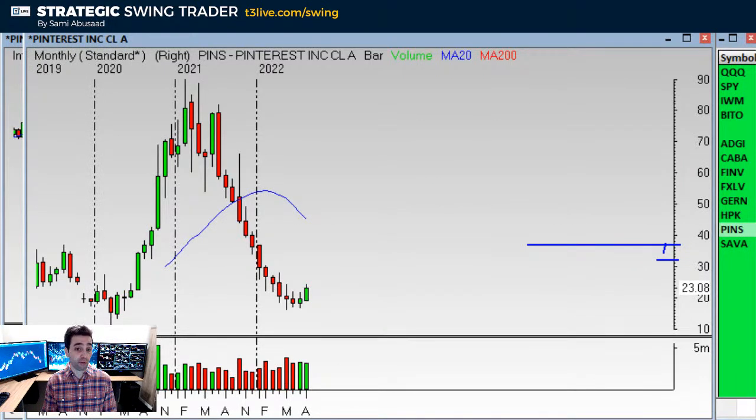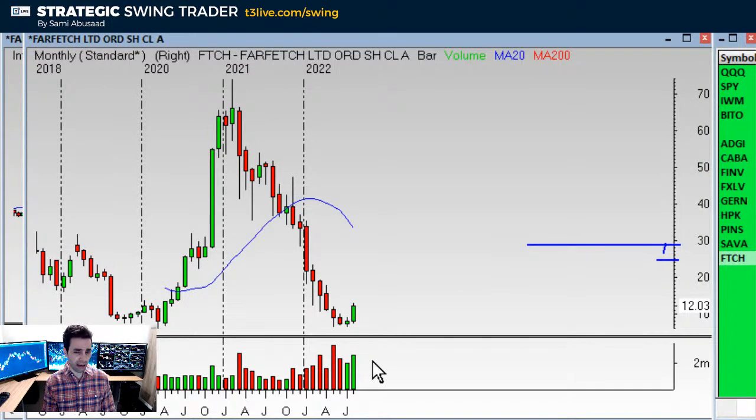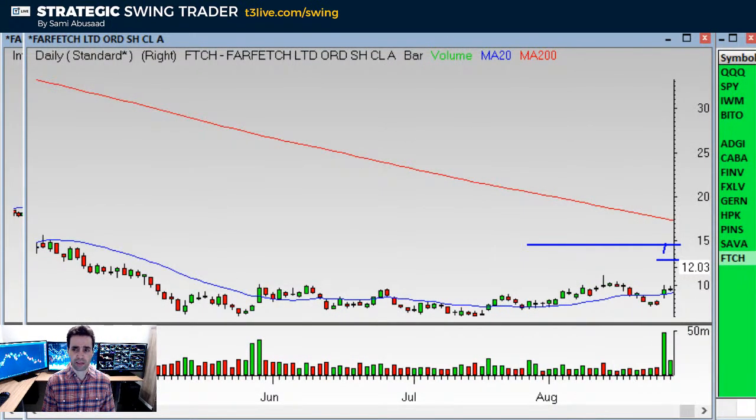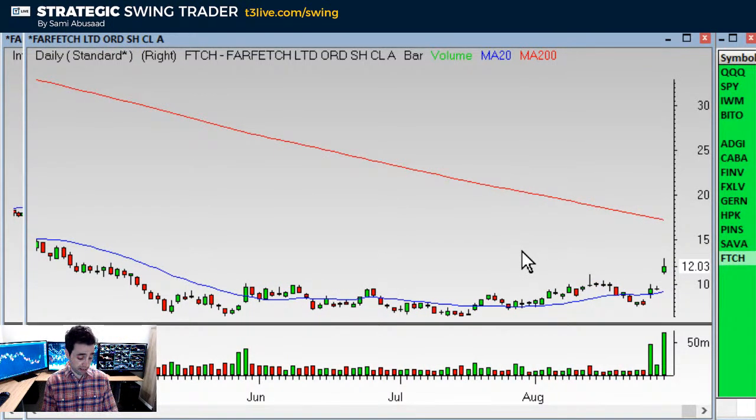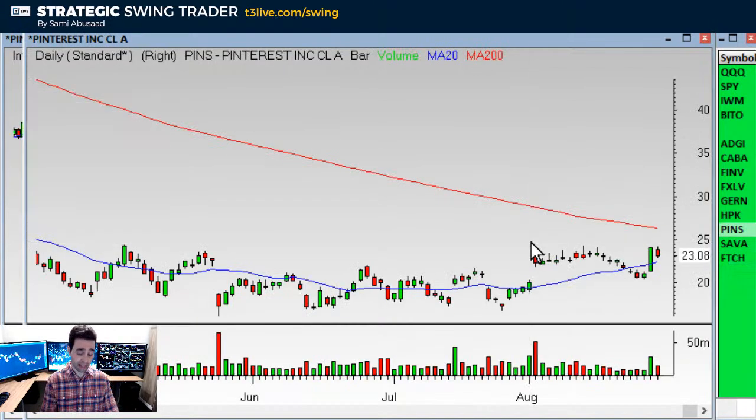Here's the monthly for you. It's a double bottom. I'm in Fitch, which looks exactly the same. See it? I'm in the stock FTCH. I bought it as an earnings play the day before they report it, which means on Thursday, and then it popped 20%. At the high was probably 30%. So the same here on the pins in terms of at least the monthly chart.